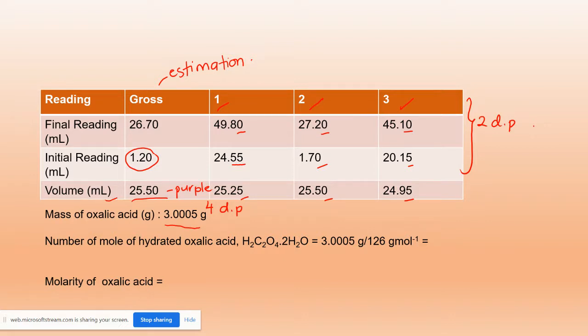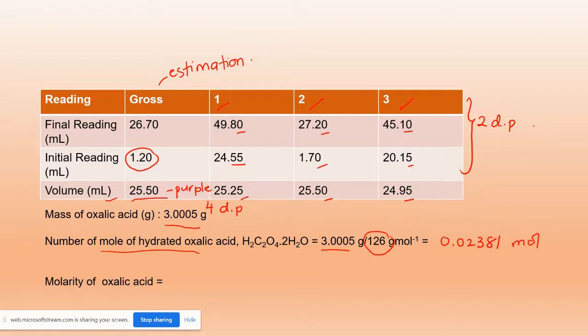Okay, how do you calculate the number of mole of hydrated oxalic acid? You take the mass divided by the molar mass, which is 126 gram per mole, and maybe you will get something like 0.03238, something like that. This is not the actual number, just an example.